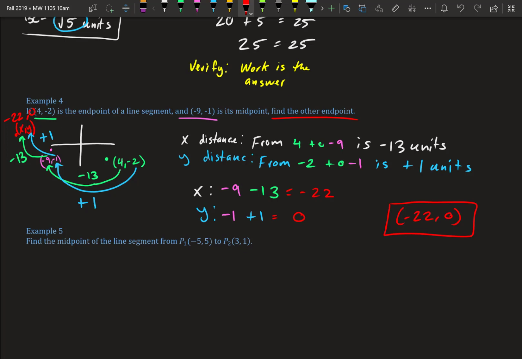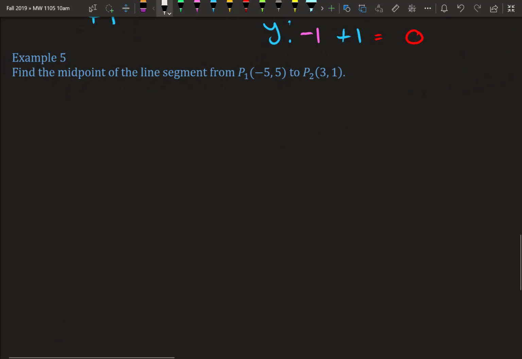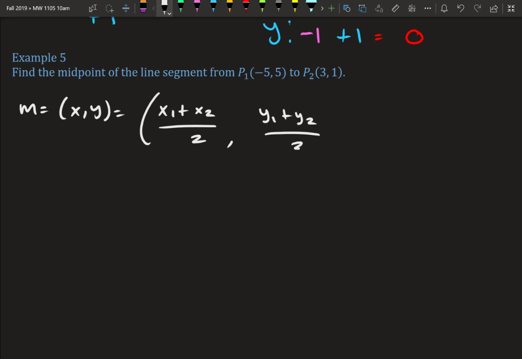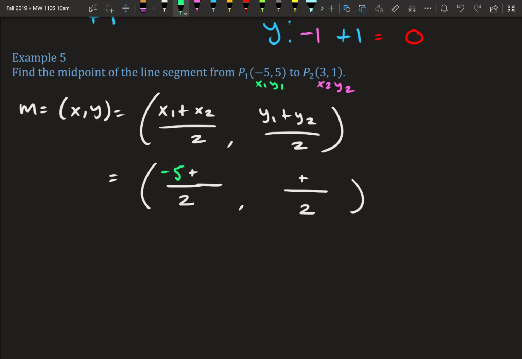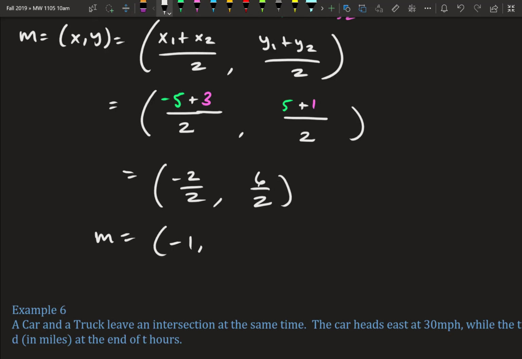Now let's actually find the midpoint. So the midpoint formula is, my bad, midpoint equals a point, and that equals x1 plus x2 over 2, and y1 plus y2 over 2. So we want to know halfway between the x's and halfway between the y's. So we have x1, y1, x2, y2. Let's plug it in. So x1 is -5, x2 is +3, y1 we have +5, y2 we have +1. Simplify. So -5 and +3 is -2 over 2. 5 plus 1 is 6 over 2. So our midpoint is -1, 3.